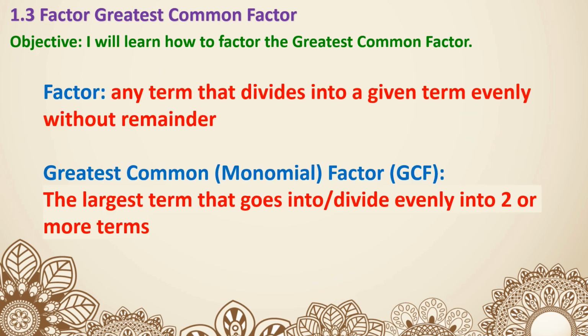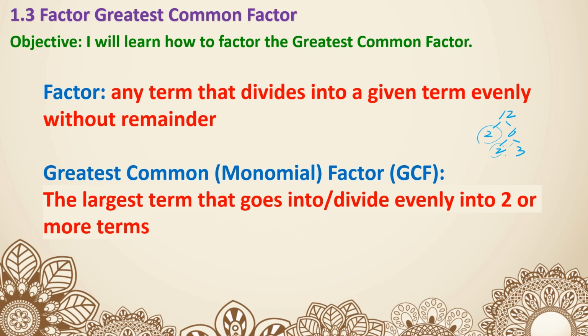So, factor: any term that divides into a given term evenly without remainder. You actually have done factors before. You did factor trees. So for example, 12, and you took it apart, 2, 6, then 2, 3. Well, 2 is a factor, 2 is a factor, 3 is a factor, because they can divide into 12 evenly.